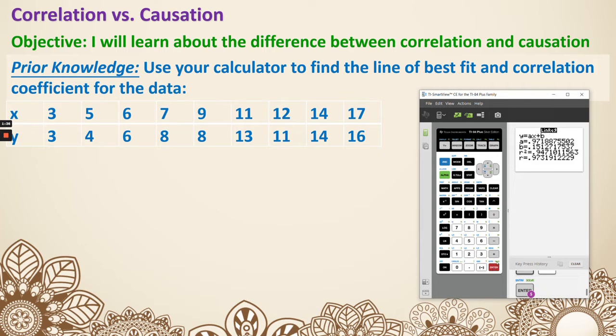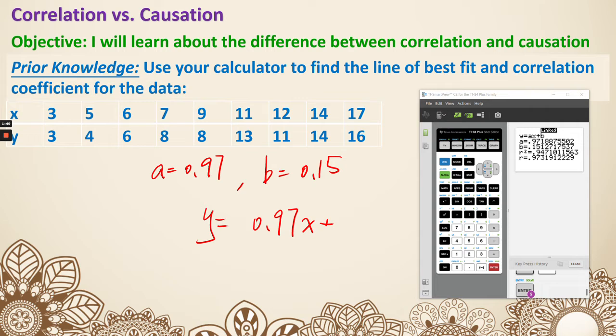Now we have our A, B, and R. Our A in this question is going to be 0.97 after rounding to 2 decimal places. Our B is 0.15. That means our equation is going to be y equals 0.97x plus 0.15. As for R, rounded to 2 decimal places, 0.97. Quite close to 1, so it is going to be a strong positive correlation. That is the prior knowledge.